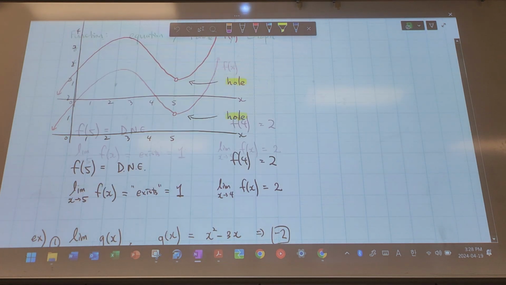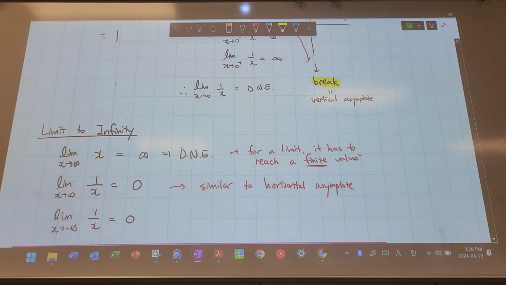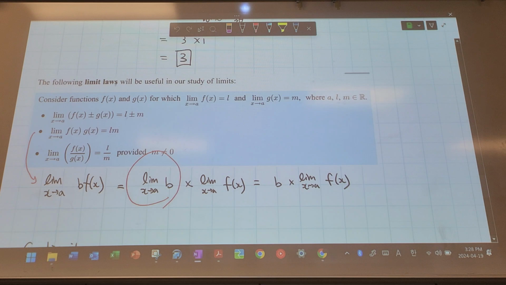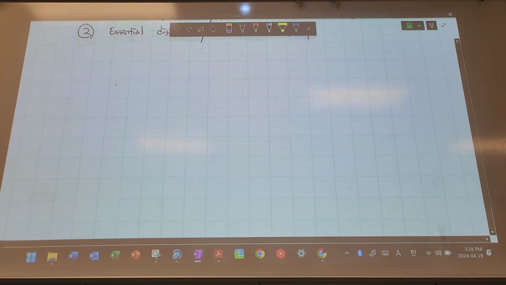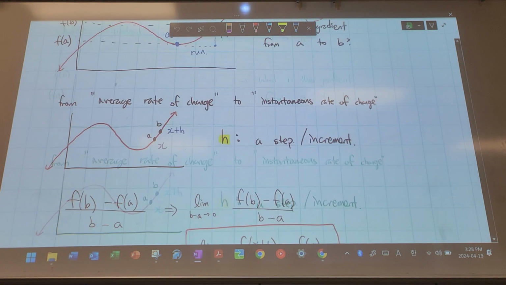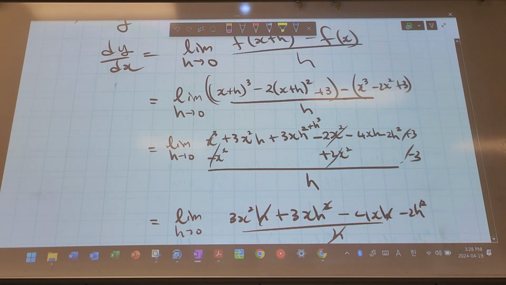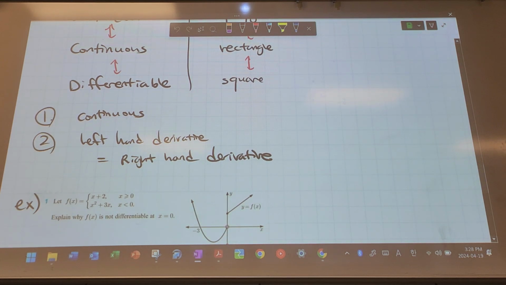Chapter 15. I think I had like a table, right? Limit exists if the left and right exist. Limit approaching infinity does not exist, right? So continuous if the limit exists and the values are the same, right? That's continuity. And differentiability, I think we had it in the later chapters. Sorry about that. Oh, differentiable is when the left-hand derivative and the right-hand derivative are the same. Okay, so now I remember.